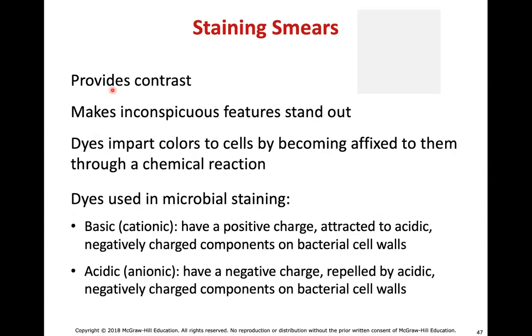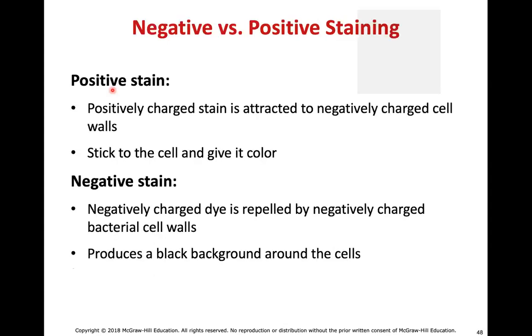Preparing different types of staining techniques. We have positive and negative stains. A positive stain is a stain that will stain the cells. And when you look at them underneath the microscope, you'll see different colored cells, depending on what type of stain you used. Negative stain is a stain in which you are staining everything but the cell.